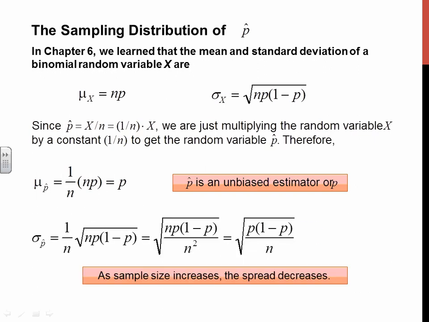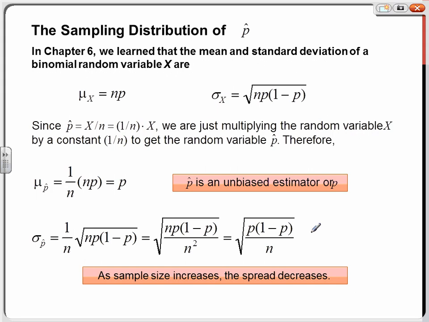Now, the standard deviation, again, you're just going to take what we saw from the binomial and multiply by 1 over n. And here, if I distributed that inside the radical, I'd have to put in an n squared. And then we could cancel out one of those n's, and this would be our simplified formula.